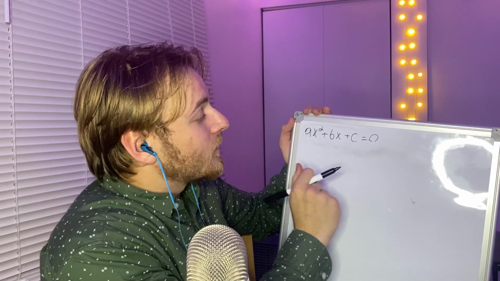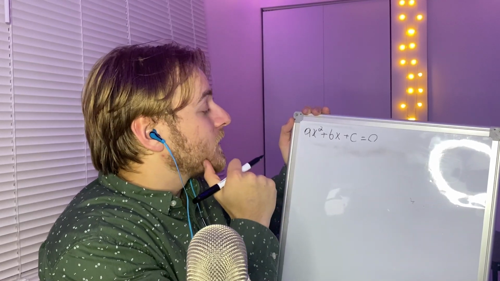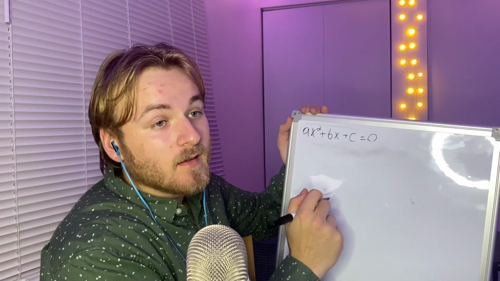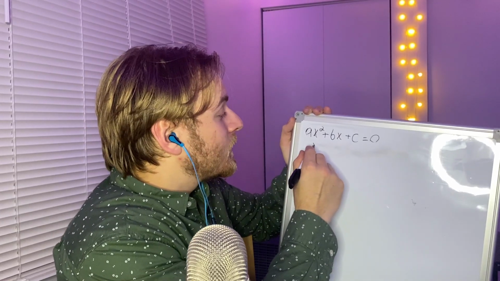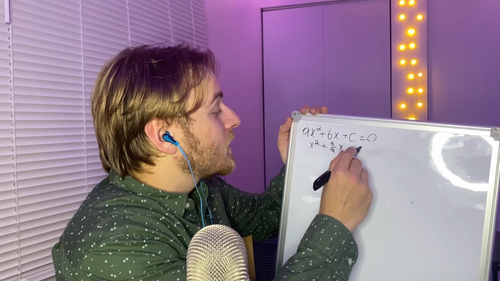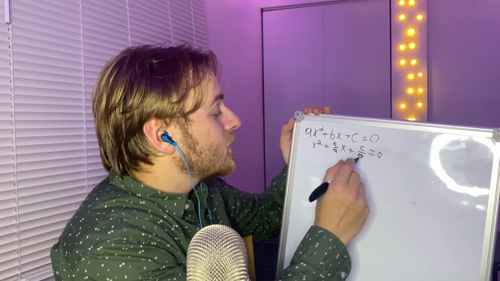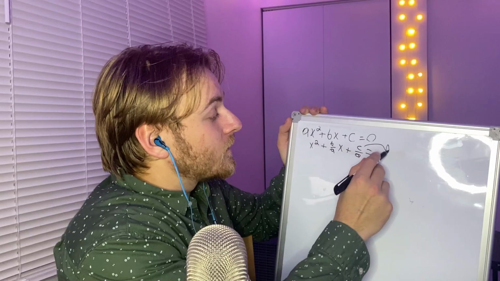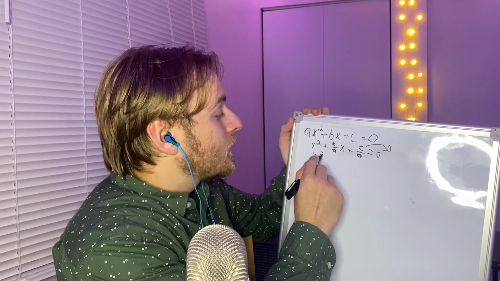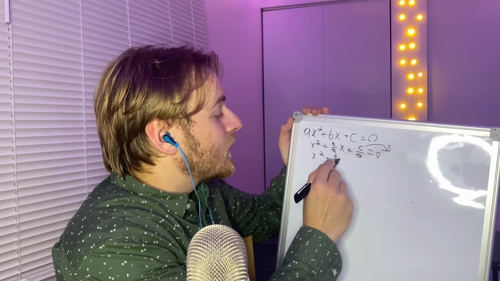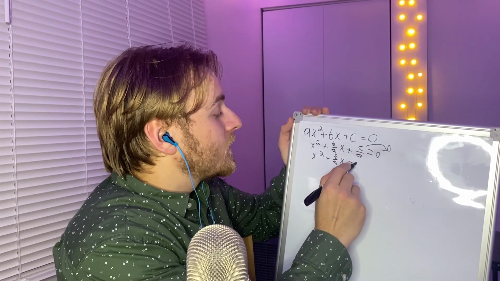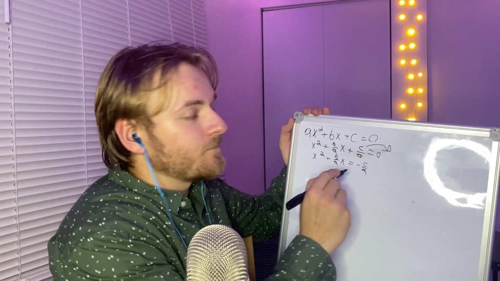So this is the first line of the proof, and how we start is we'll actually divide all of this by a to give us x squared plus b over a x plus c over a is equal to 0. And we can actually move this c over a to that side to give us x squared plus b over a x is equal to negative c over a.